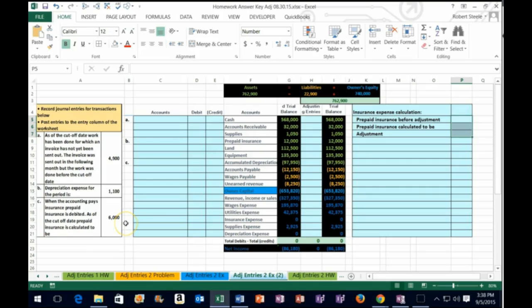Hello, in this lecture we'll take a look at a problem that will be very similar to the homework. The numbers will change, the format will remain much the same. We've got two objectives here in working these types of problems. One, to learn the accounting concepts. Two, to understand Excel and learn some basic formulas within Excel.